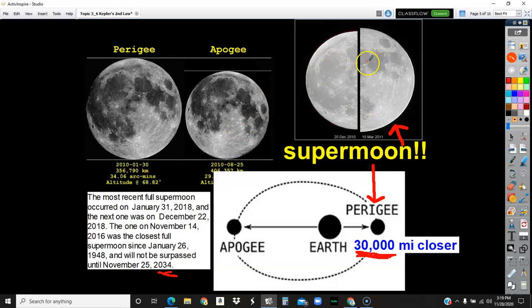But you can see this also shows the difference here. Here was a supermoon on March of 2011 on the right. This one was December 2010 on the left. And you can see there's a pretty decent sized difference there between full moons when it's apogee versus perigee.